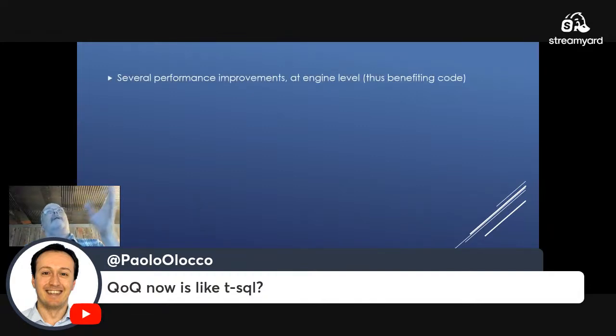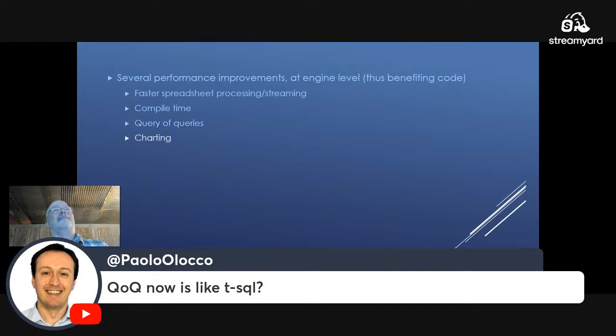Performance enhancements. A bunch of performance enhancements might benefit some of you. Maybe you don't care. Somewhere at the engine level, and they will benefit how your code runs. So faster spreadsheet processing and streaming, faster compile times, faster query of queries. We've talked about Q of Q, so there you go. It's getting better. Charting, CF and container startup, structure, capability processing. These are all things that are improved in their performance.